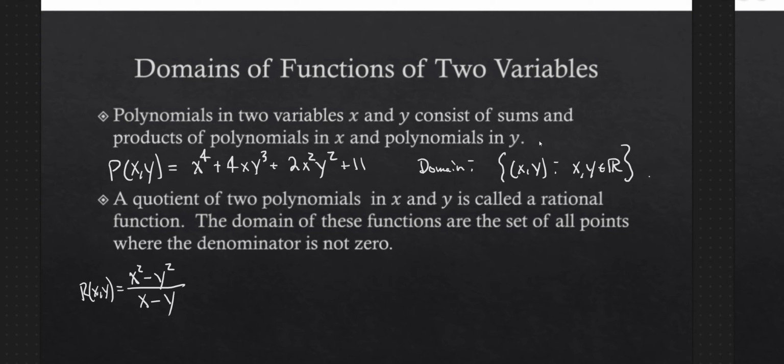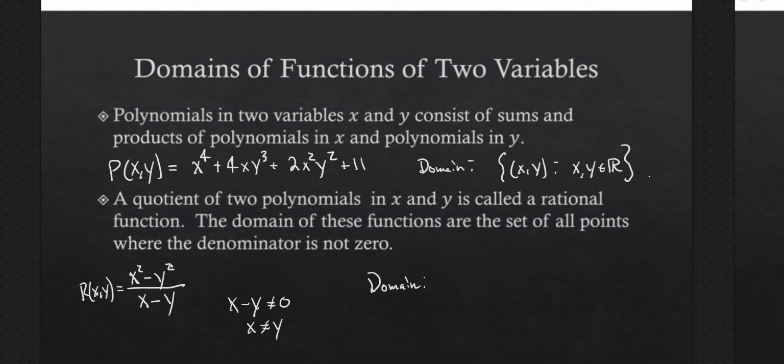So this is all possible values. For a rational function, we can't have the bottom, the denominator, being 0. And so what we need to do is prevent that from happening. So we need x minus y cannot equal 0. Right, if x minus y equals 0, that's not in the domain of this. So we want x minus y to not equal 0. So that tells me that x cannot be equal to y.